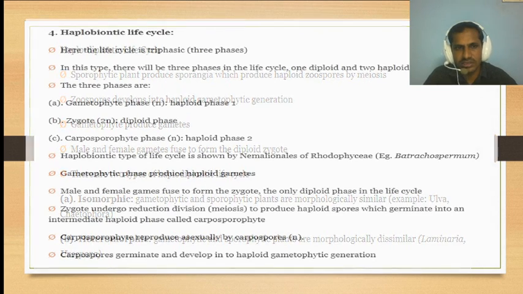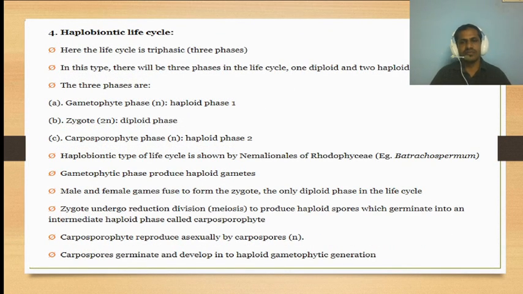So this is the next, fourth type, the haplobiontic life cycle. Here this life cycle is triphasic in nature. What do you mean by triphasic? Three phases. Previously it was either haplontic or diplontic or haplodiplontic, which have two phases. Here they have a triphasic nature. In this, there will be three phases of the life cycle: one diploid, two haploid. One diploid in nature, then two others haploid in nature.